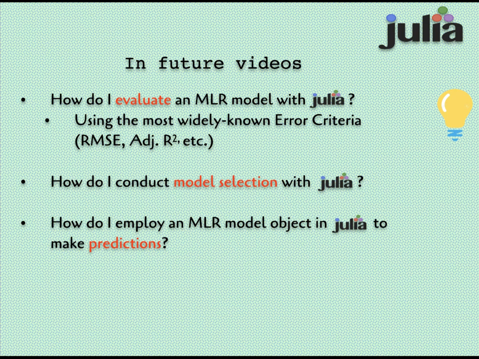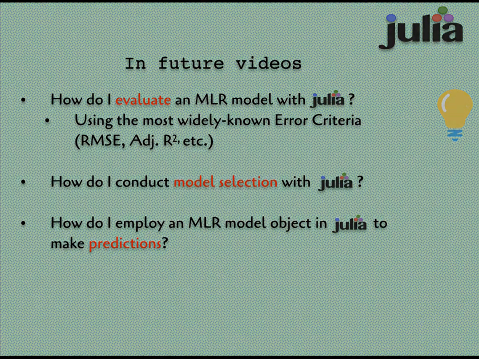Another question is how to automatically select the best subset of predictors to include in an MLR model with Julia using the most widely known selection strategies. Another question is how do I employ an MLR model object in Julia to make predictions? In other words, how do I predict the average response in the dependent variable for a given set of values of the predictor variables of the model using Julia?